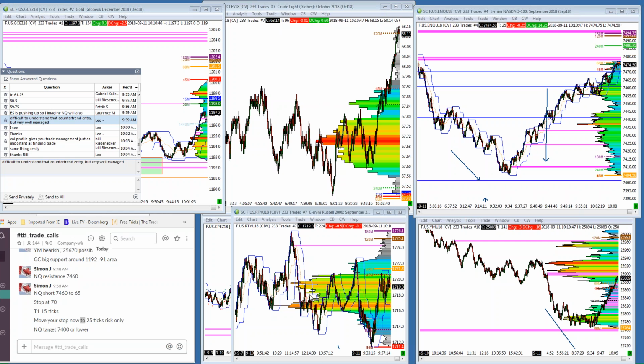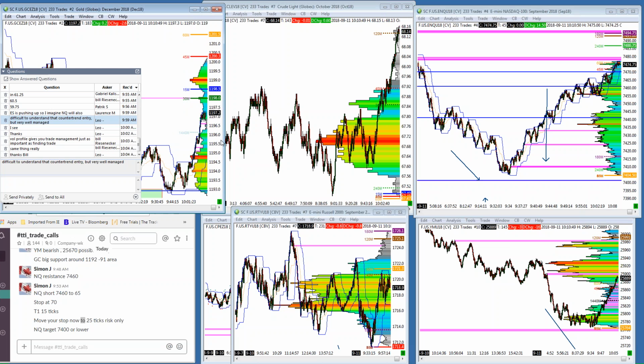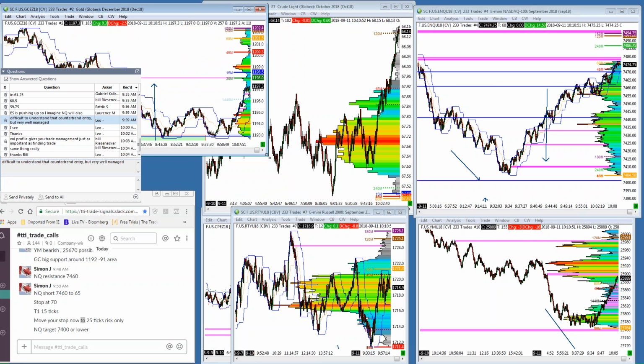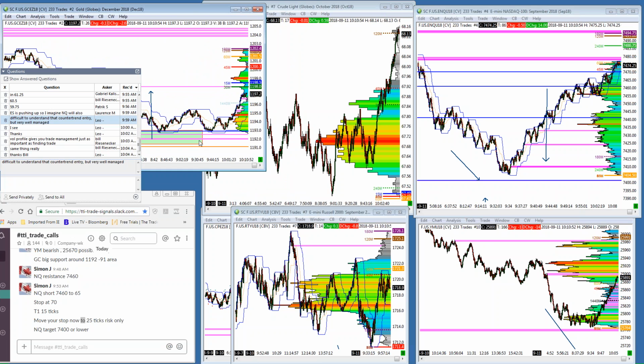Gold did not come back any lower to benefit from the long. I was really hoping for it to come back to the bottom of the box.